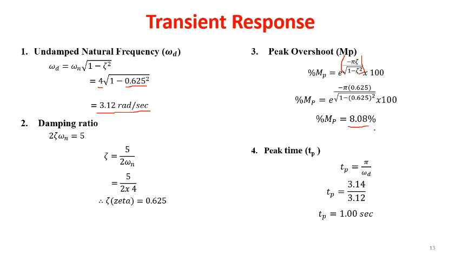Next, we need to find the peak time. Peak time at peak overshoot is given by Tp is equal to pi divided by omega d. Therefore Tp is equal to 3.14 divided by omega d, which we take from here, that is 3.12 radians per second. So the value is very near to 1. Tp is equal to 1 second.